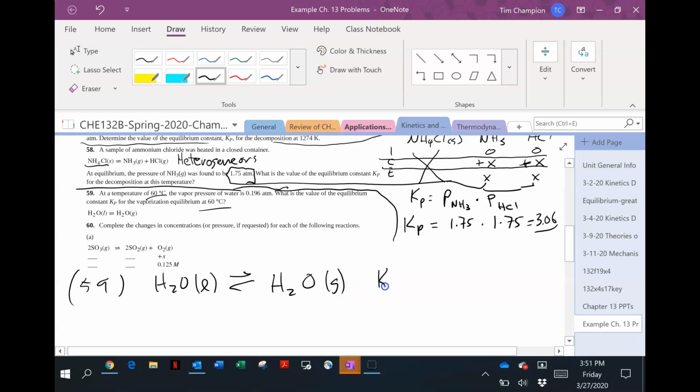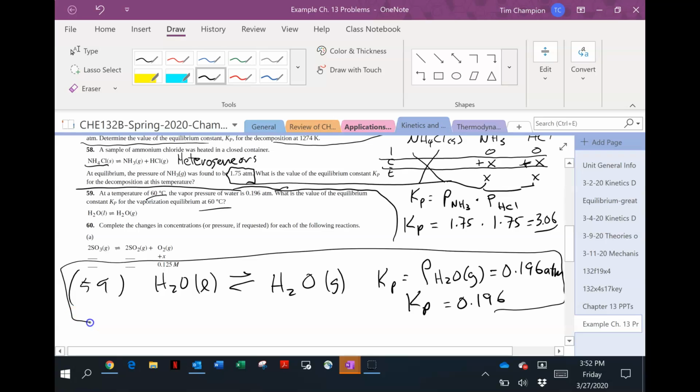Our Kp for this is going to be equal to just the partial pressure of water gas, because we leave out the liquid since it's pure liquid. So it's a heterogeneous equilibrium. Again, those rules apply. What we're told is that value is 0.196 atm. So again, we won't use the units, but Kp is 0.196. It's that easy. It's just the actual value they gave us. So again, this little box here is all of 59.